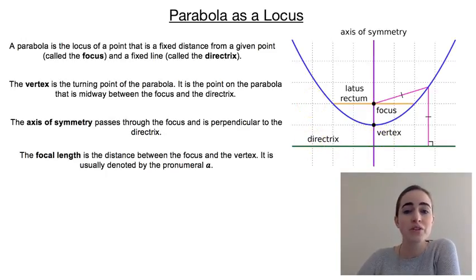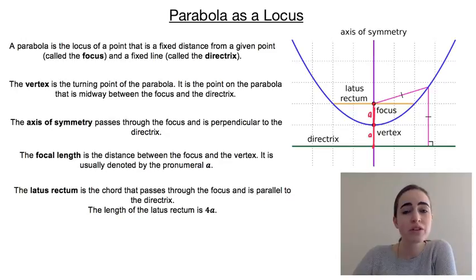The next term is what's called the focal length. So the focal length is the distance from the focus to the vertex, so that distance there. And we usually use the letter a to denote the focal length. Now, if the distance from the focus to the vertex is a, then that also means that the distance from the vertex down to the directrix is a as well.